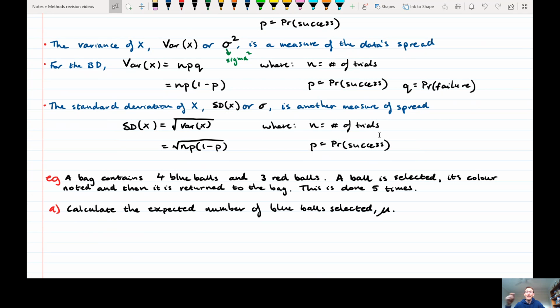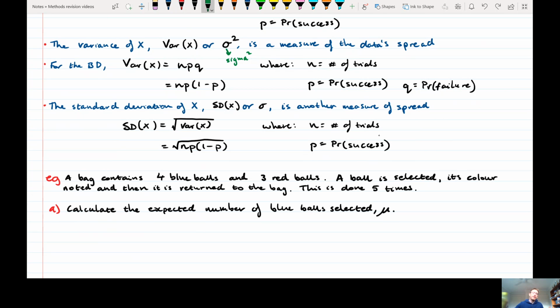And to calculate the variance in the binomial distribution, it can be calculated differently for other distributions, but in the binomial, it's calculated by npq, or np(1 minus p), where p is your probability of success. 1 minus p, or q, is your probability of not success, or failure. And n is the number of trials. And notice that there is your mu. So mu times q gives you the variance.